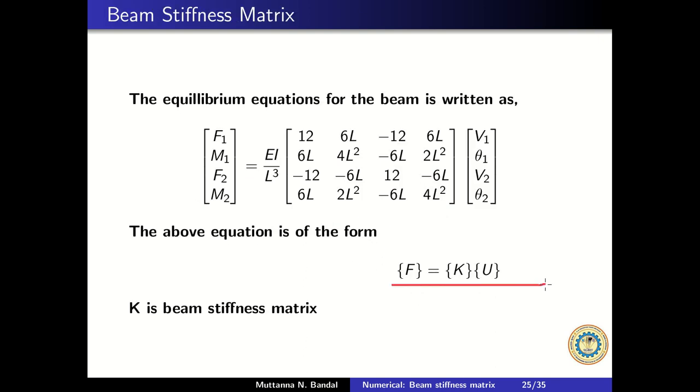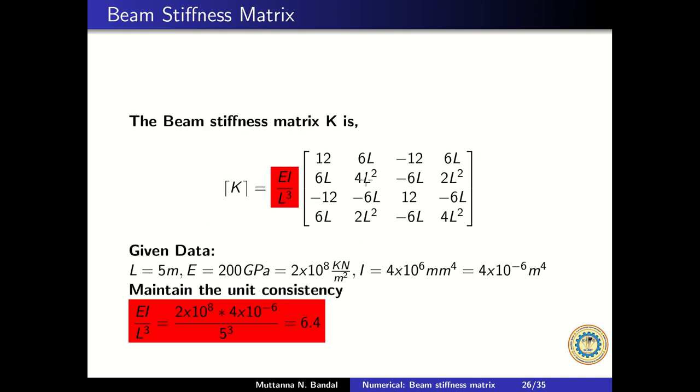This is shown for one element. So I will be using this stiffness matrix formula to calculate the beam stiffness of each element. So for calculating EI by L cube, after unit conversion, it comes to 6.4. So I just have substituted wherever L is there, it has to be replaced with 5 meters.